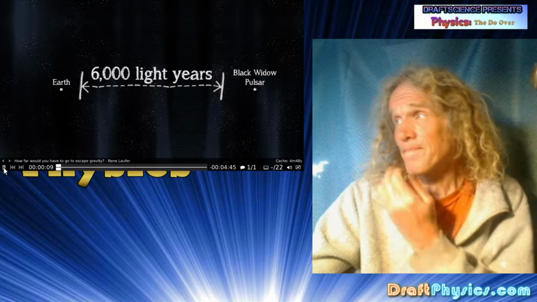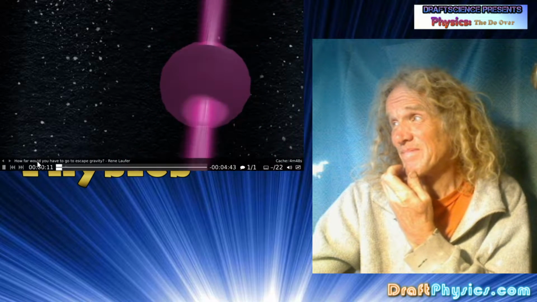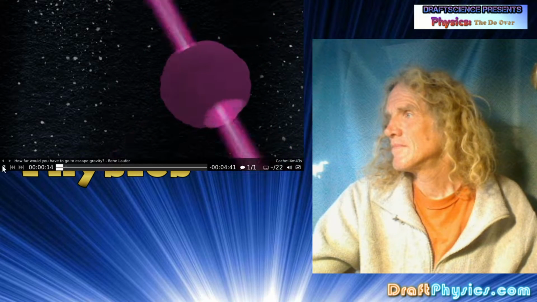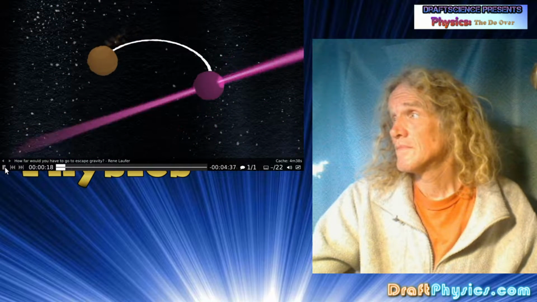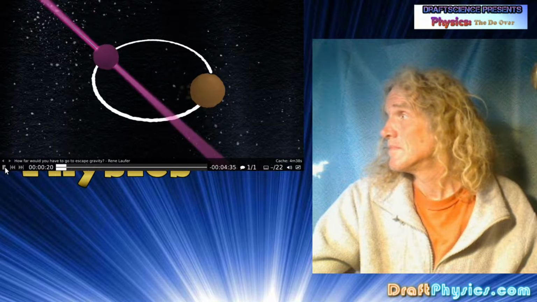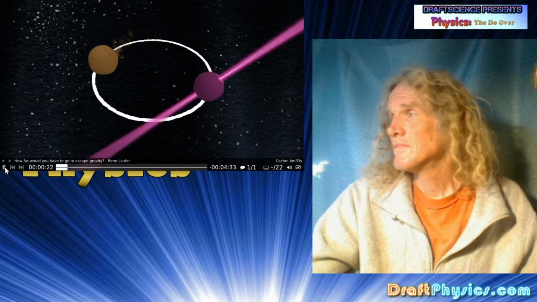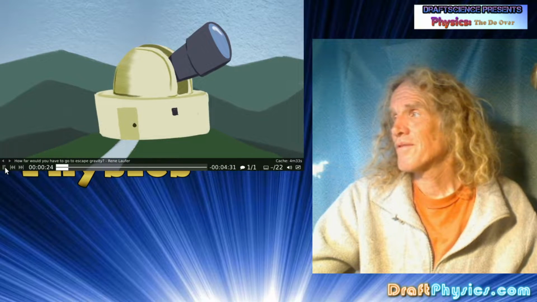Light-years from the surface of the Earth, a rapidly spinning neutron star called the Black Widow pulsar blasts its companion brown dwarf star with radiation as the two orbit each other every 9 hours. Standing on our own planet.